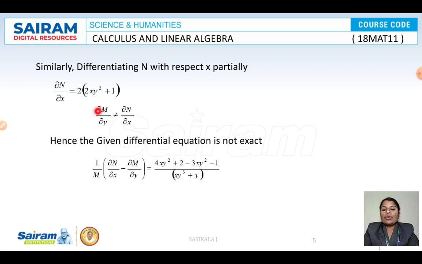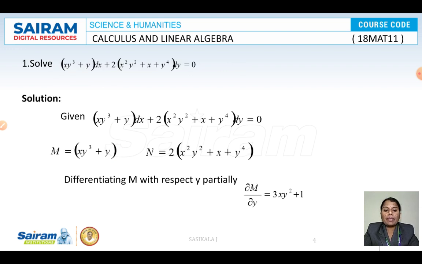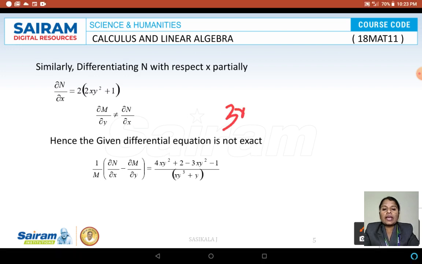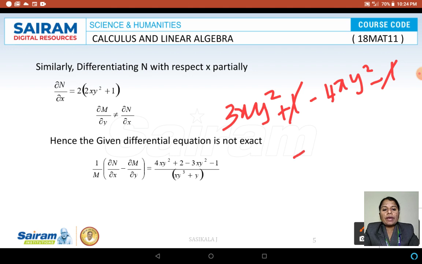Now both are not equal, that means ∂M/∂y is not equal to ∂N/∂x. So it is not exact, and we need to convert it to exact. For that we need to find your integrating factor. You can see the difference of these two: 3xy squared plus 1 minus (4xy squared plus 1). So plus 1 minus 1 will get cancelled, and it will be minus xy squared you will be getting. Okay, sorry, 3x squared plus 2.